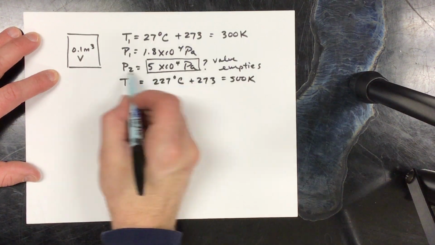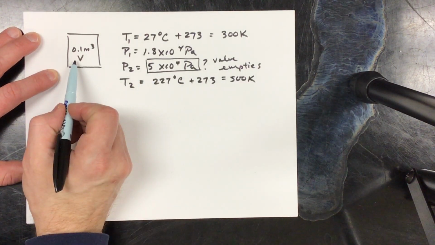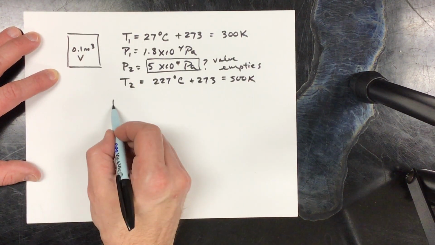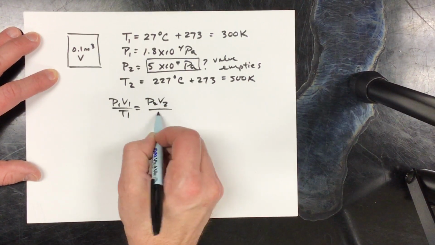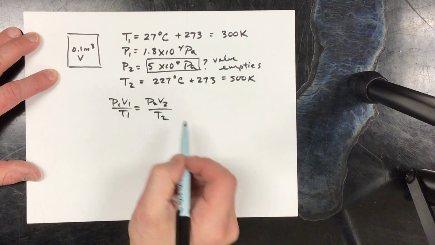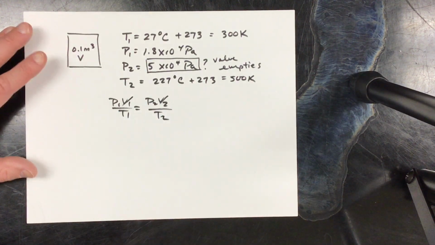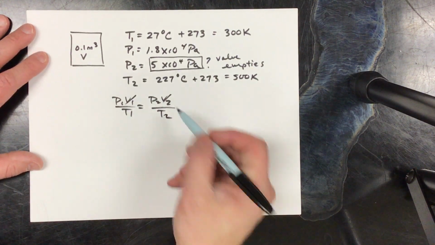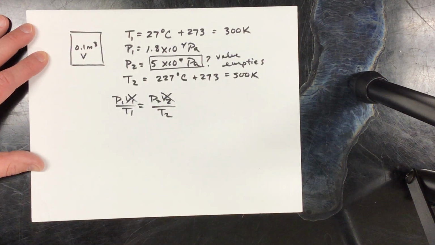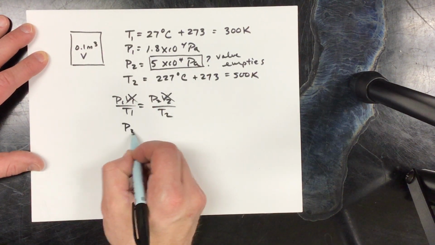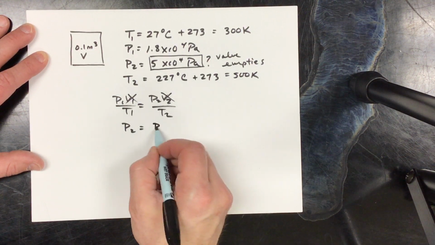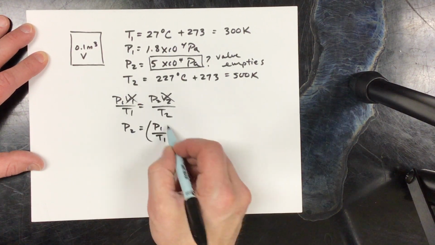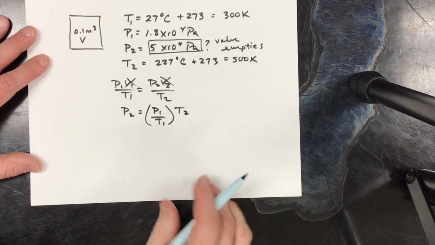Remember, X is going to be P2. That's what we're looking at. Volume doesn't change. So in our equation, P1 V1 over T1 equals P2 V2 over T2. Since the volume doesn't change, you can ignore it, right? It doesn't become zero. It's just not important to us. So we can just ignore it. So let's solve for P2. Multiply both sides by T2. So that's going to be P1 over T1 times T2.